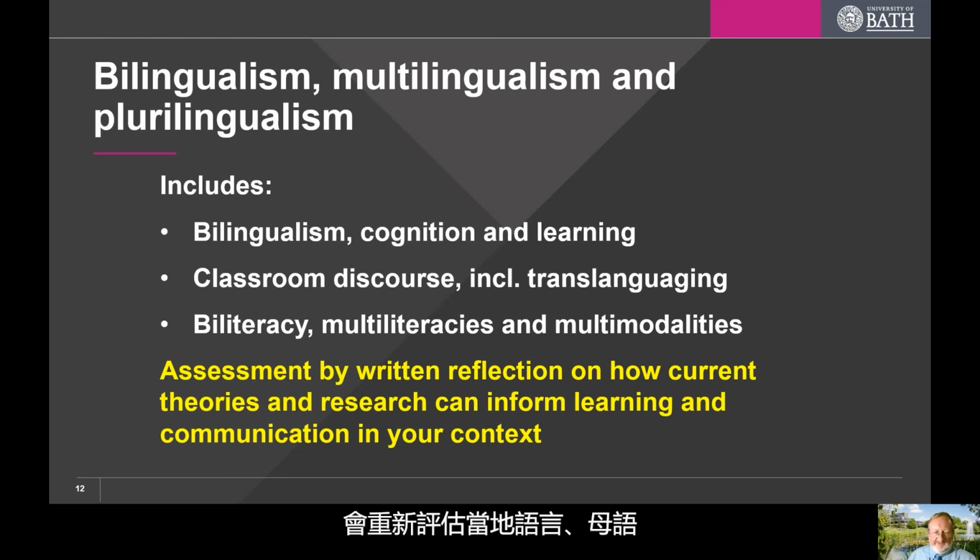So there's a re-evaluation of the use of the local language, the mother tongue, within the EMI classroom in recent years. And so we reflect upon that literature, that kind of research. And of course, we look at not just speaking, but writing in two languages, okay, biliteracy, multiliteracies, and multimodalities, because obviously we work in a very highly technologized environment nowadays with heavy use of video and various web-based resources. So we have to consider this whole aspect of education in relation to EMI as well.